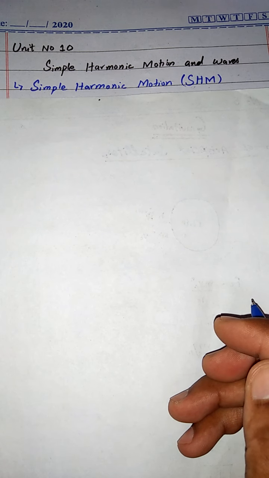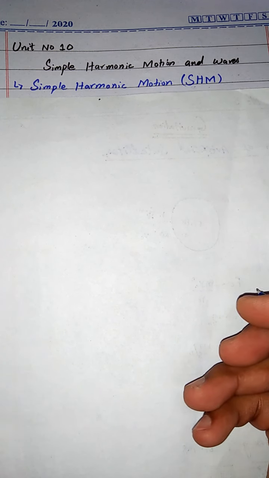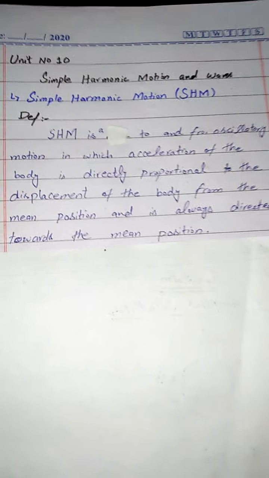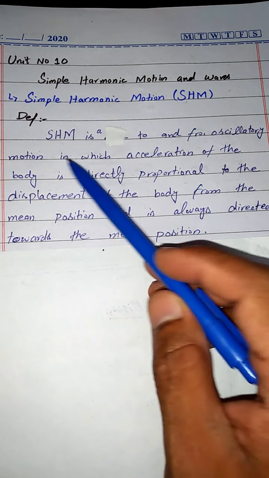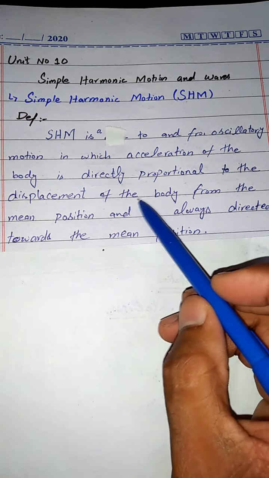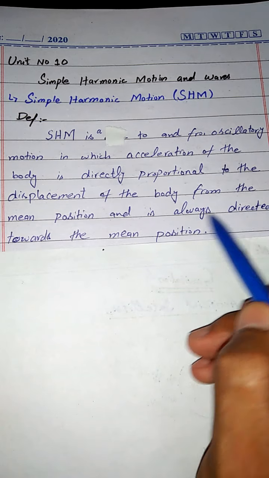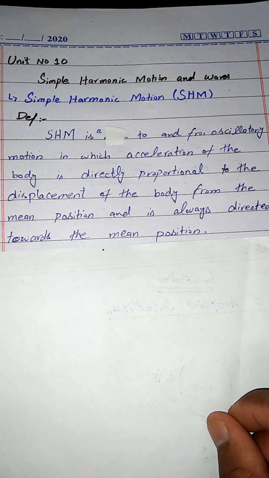I will explain this definition by the motion of a mass attached to a spring. Here is the definition: simple harmonic motion is a to and fro oscillatory motion in which acceleration of the body is directly proportional to the displacement of the body from the mean position and is always directed towards the mean position. For the explanation, I am using a simple and most common example, that is the motion of a mass attached to a spring.